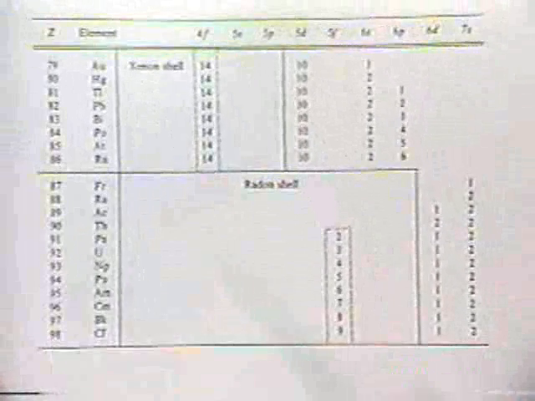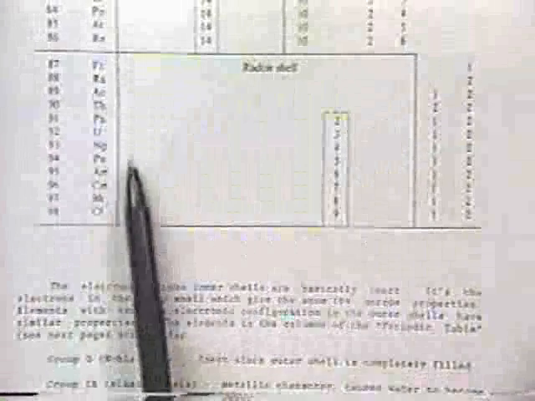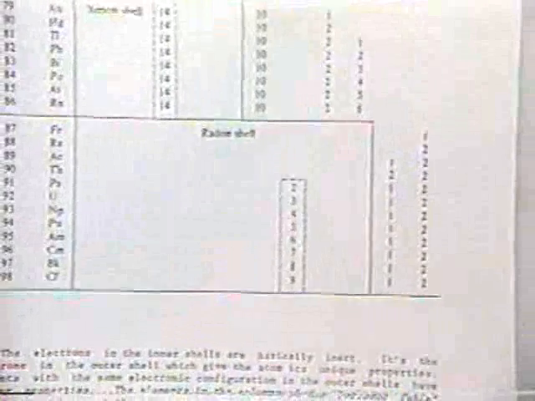So here you can see briefly some other ones. And finally we've filled up to uranium and beyond. Now, as I mentioned before, the electrons in the inner shells are basically inert. So in this case, all these electrons in the radon shell are inert. Where all the action is, is the outer electrons, which again are called the valence electrons.